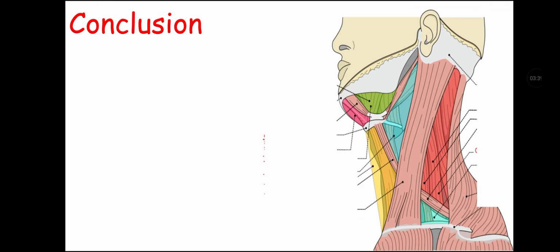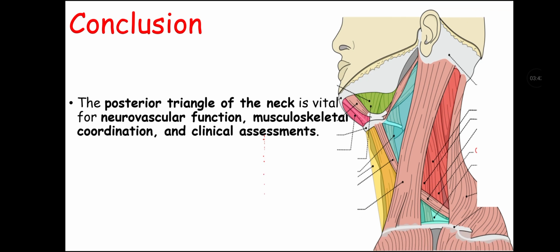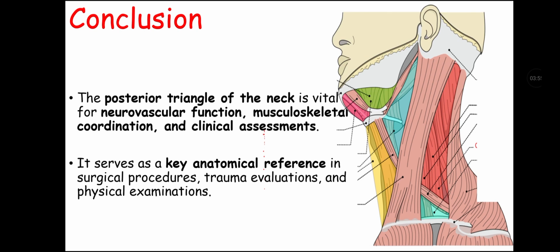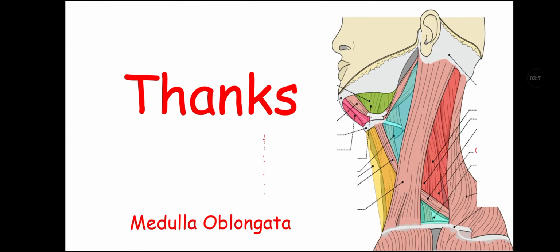Now let's talk about the conclusion of this lecture video. Posterior triangle of neck is vital for neurovascular function, musculoskeletal coordination, and clinical assessments. It serves as a key anatomical reference in surgical procedure, trauma evaluation, and physical examination. And this was all about posterior triangle of neck.